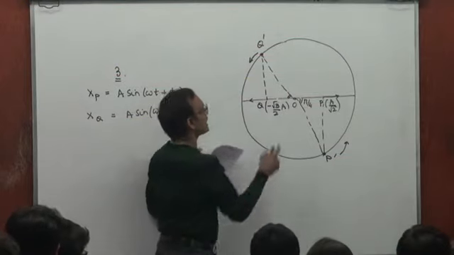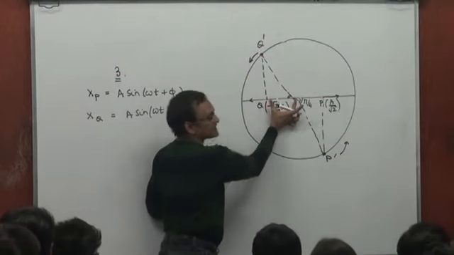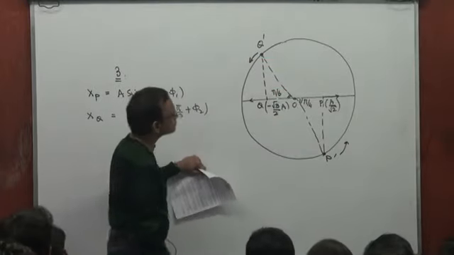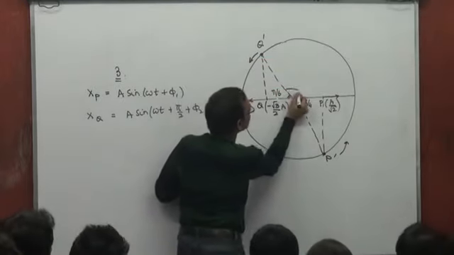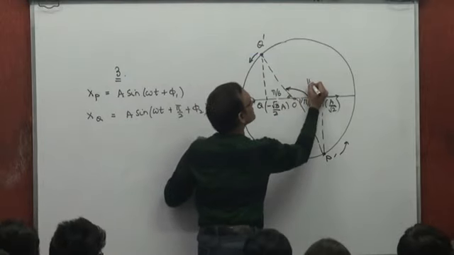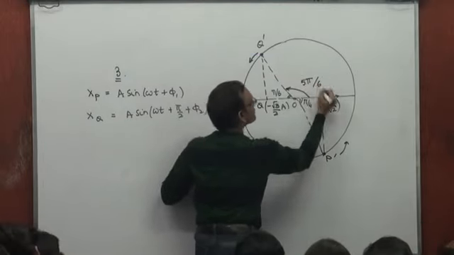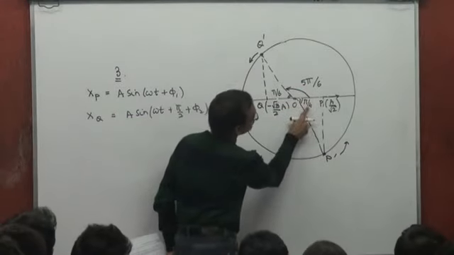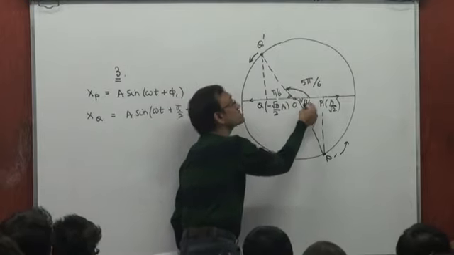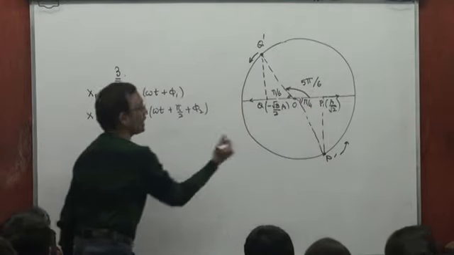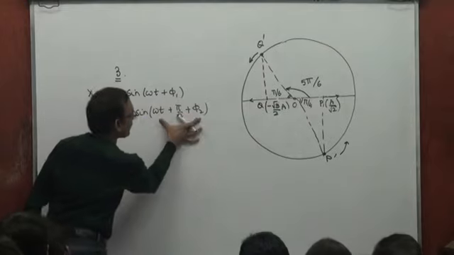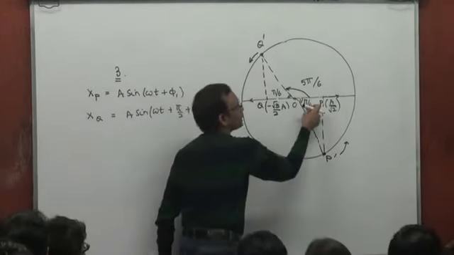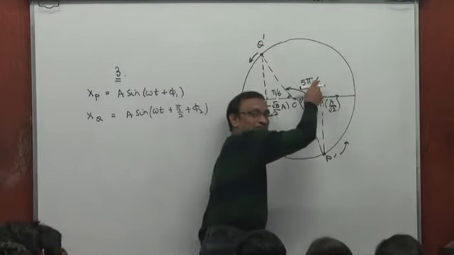This angle, pi by 6 is 30 degrees, pi by 6. Right? And therefore, this angle is 5 pi by 6. And the phase difference between P and Q is going to be pi by 4 plus pi by 6. This is going to be the phase difference between P and Q, yes or no? Right? That means phase of Q minus phase of P is going to be this angle pi by 4 plus pi by 6, yes or no?